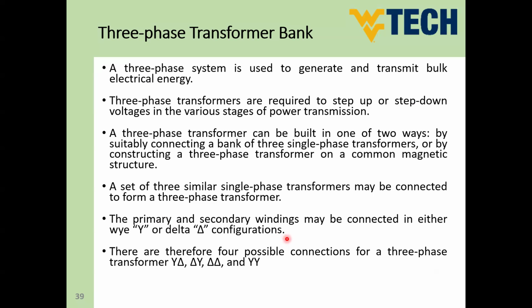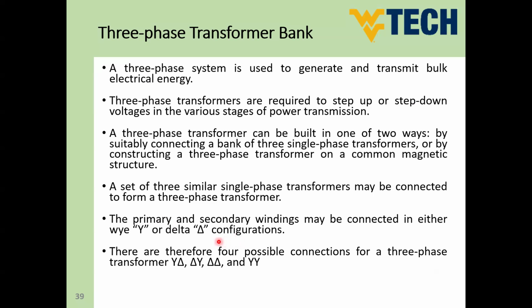However, the two well-known connections are Y connection or delta connection. So we have now primary side and secondary side. So we may have Y delta transformer, which means primary is Y connected and secondary is delta connected. We may have delta Y, so primary is delta connected and secondary is Y connected. Or we may have delta delta and YY. So both primary and secondary are identical in terms of connection.